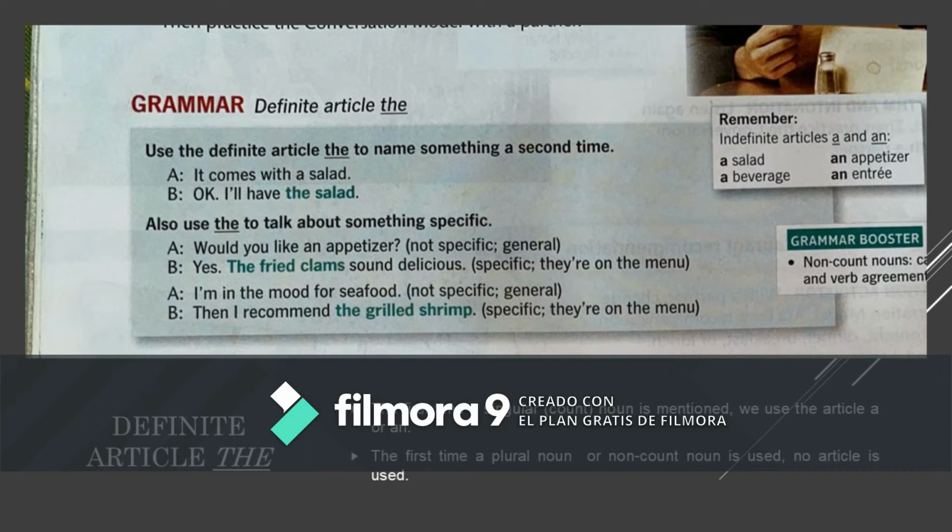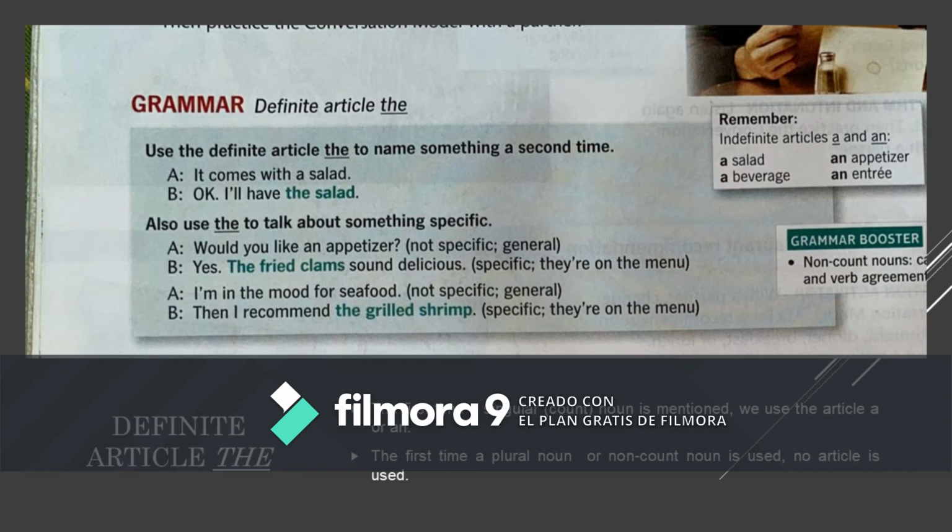So also we use the to talk about something specific. For example, as you can see here, the option A says, "Would you like an appetizer?" So here we are talking about something in general. It is not specific. So in the letter B, the answer is yes, the fried clams sound delicious. If you can see here, we use a specific thing from the menu. So we are talking about the fried clams.